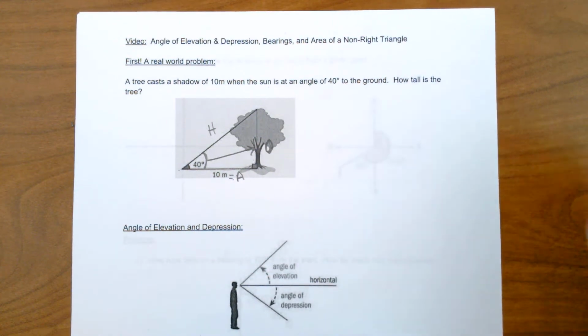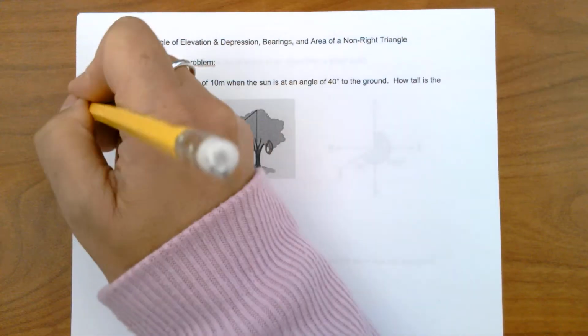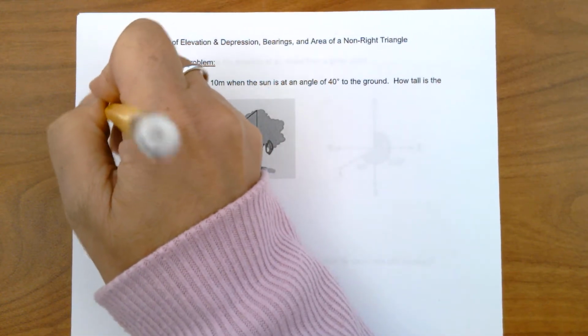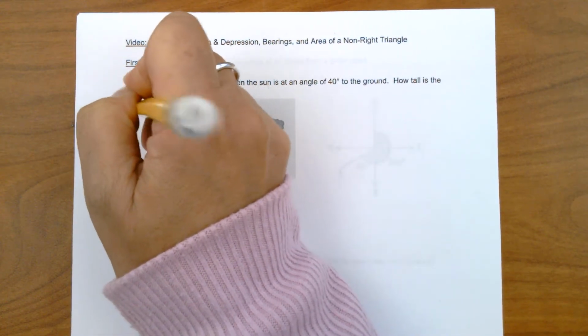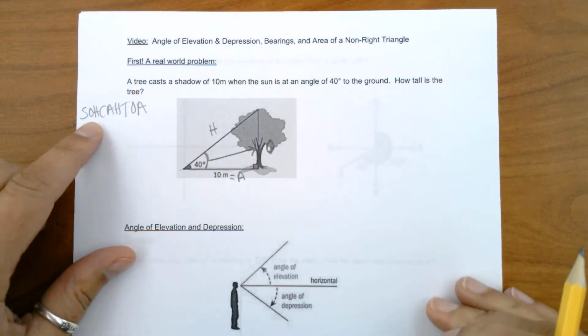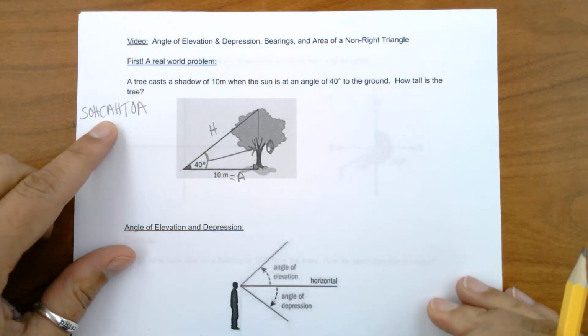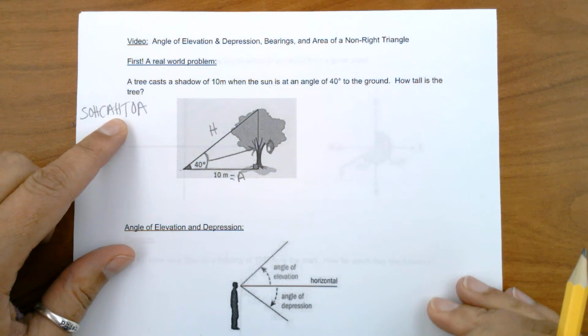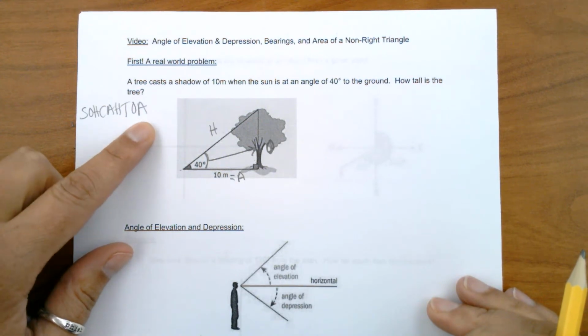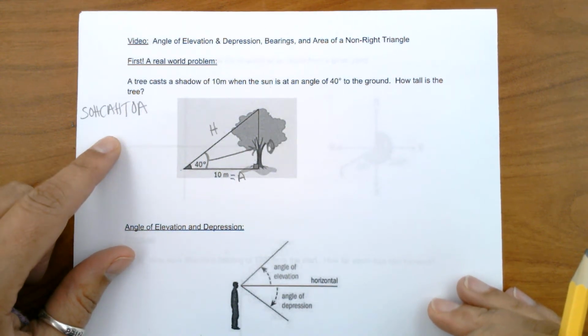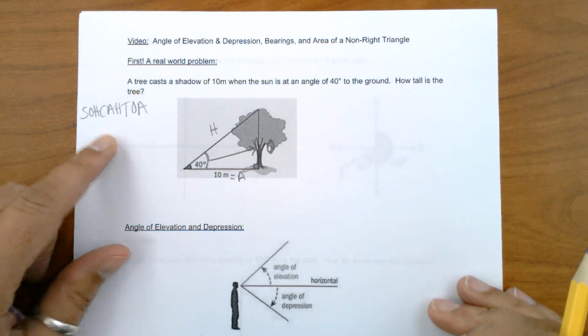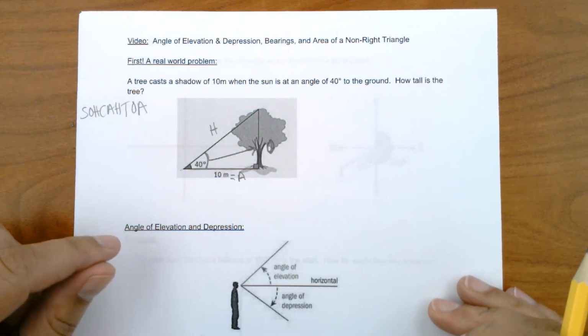If you would like, I could write down, remember we went over SOHCAHTOA, S-O-H-C-A-H-T-O-A, where sine is opposite over hypotenuse, cosine is adjacent over hypotenuse, and tangent is opposite over adjacent. I cannot tell you how many times this has saved me when I was learning about sine, cosine, and tangent.